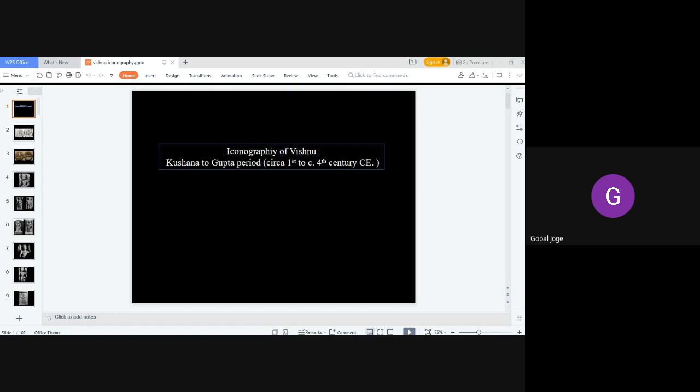So based on the evidence, based on the iconographic depiction, we could better understand how this sect evolved and developed. Okay? So this is a very general background of Vaishnavism. Now we will move to some basic information on the deity Vishnu and how he is mentioned in the early literary tradition.